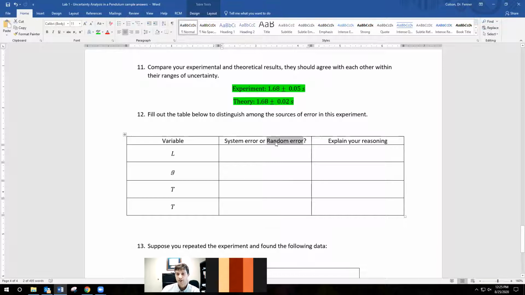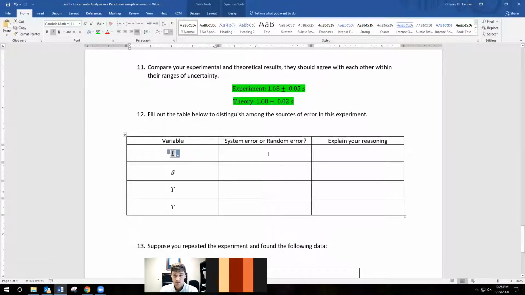So anytime you have random error or uncertainty associated with randomness in the experiment, that's a type of uncertainty that you can't really predict or account for. It's totally random. So any type of uncertainty that you could possibly correct in some way would be system error. But any type of uncertainty that is just due to complete randomness that you can't predict or account for would be random error.